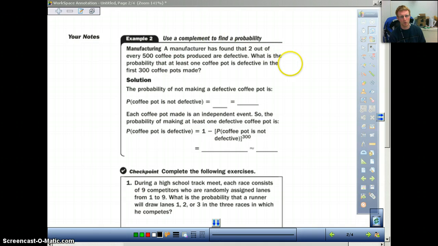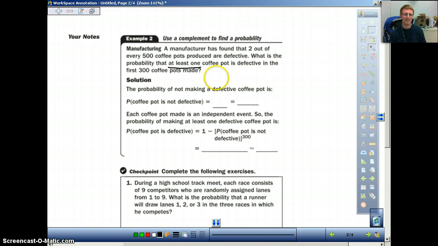So this one's a tough one, because what you need to be able to figure out is, anytime you start seeing things like "at least one is defective," that would be really hard if we were just using 2 out of every 500 are defective. If we want to find out if at least one is defective, then why not just figure out when a coffee pot is not defective? It makes it a lot easier, because once we know when it's not defective, all we have to do is figure out 1 minus that, and that will give us the answer.